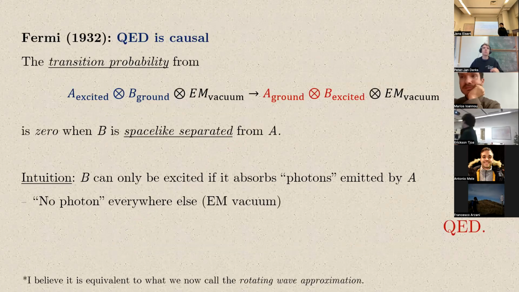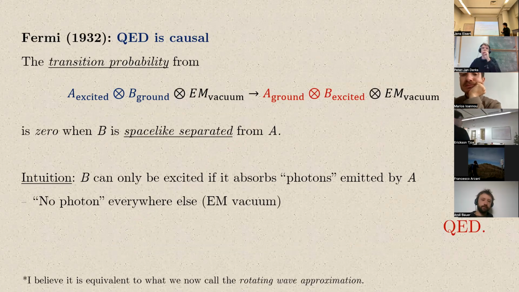Yeah. Okay, so Enrico Fermi in 1932 claimed that QED is causal. Of course, everyone is happy, right? So the transition probability of this sequence of operations is 0 when B is space-like separated from A. The intuition is a nice, intuitive one, right? B can only be excited if it absorbs photons emitted from A, because nothing else exists. This is the reason why you say electromagnetic vacuum, because there's no photon anywhere else. Okay, this one is a spoiler, so I should actually remove this one. This is another. So, no pun intended, this is QED done. So why would you go further if it's already causal?